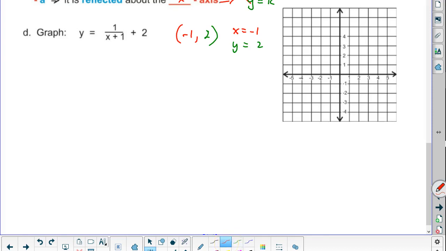So I'm just going to draw a dotted line at x equals negative 1, and I'm going to draw a horizontal line at y equals 2. Notice our center ends up right where those two asymptotes intersect, at negative 1, 2. Is that okay with everybody? Okay, this is really important if you know what to expect. So from here over, I'm expecting a hyperbola, either here or here.